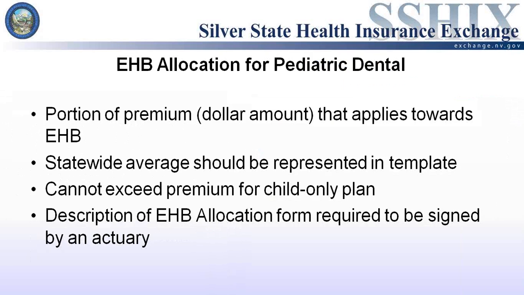The EHB allocation for pediatric dental, what's important here, and this isn't a change, is that the EHB allocation cannot exceed the premium for the child-only plan. We discussed that over the past several years, and I know there's been some confusion around that, some of it generated by the DOI, and I'm going to touch upon that later on. As we required last year, a description of EHB allocation form needs to be signed by an actuary and submitted, and that will be a part of the rate filing and that binder.